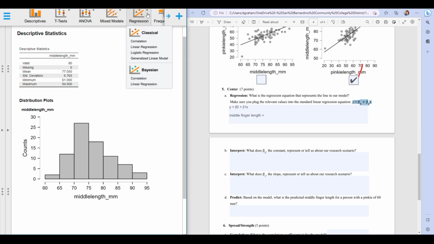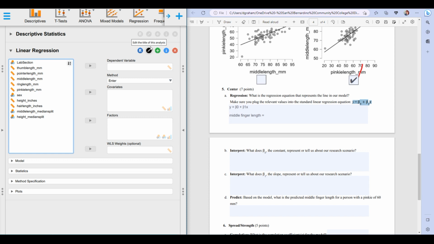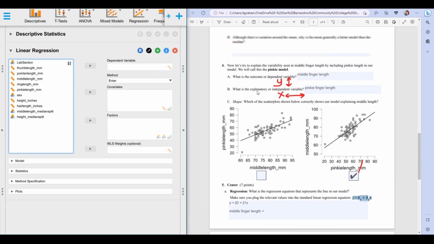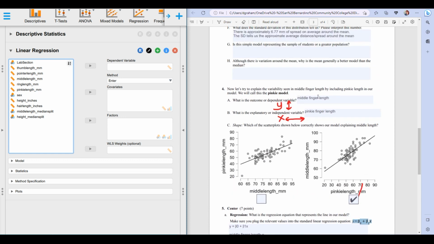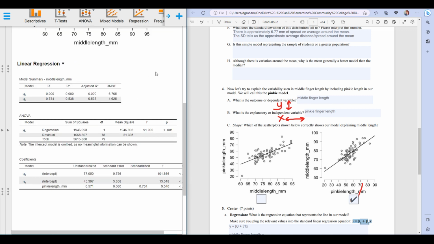So regression, and we want to do a linear regression. We want to put middle finger as our dependent variable. Pinky finger is going to be our covariate. And here is our regression output.